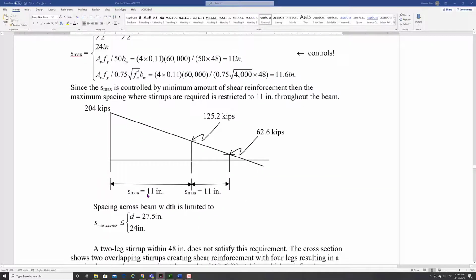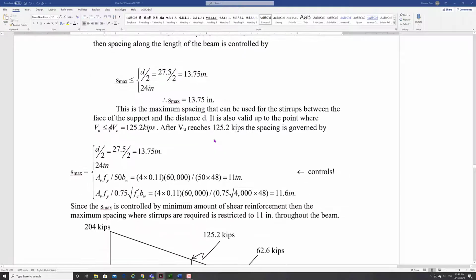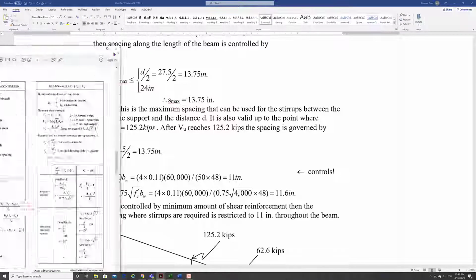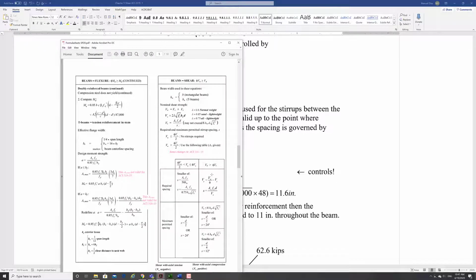So now you have to use 11 inches. Okay? So you are no longer using your D/2, because minimum happens to control. That's the only difference in that problem. Okay? That you are controlled by minimum. So that's what I always said, check minimum, okay? Especially when your beams are pretty wide, you want to check minimum, okay? Because that may control your space.